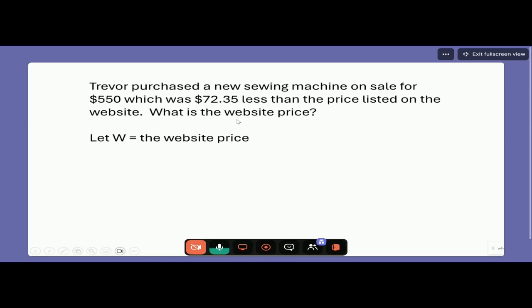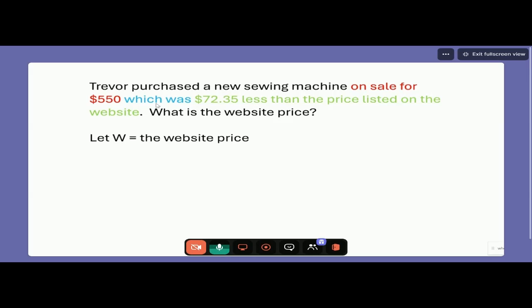Okay, now let's go read this question and identify what will help us create an equation. And the first thing we have is this $550. So Trevor bought the sewing machine on sale for $550. So that's the price he paid for it. Which was, well, that is some language that means an equal sign, right? Something which was this. So the $550 is the same as something else. That's an equal sign. Another really common word for an equal sign is just saying is, right? $550 is $72.35 less than the website price.